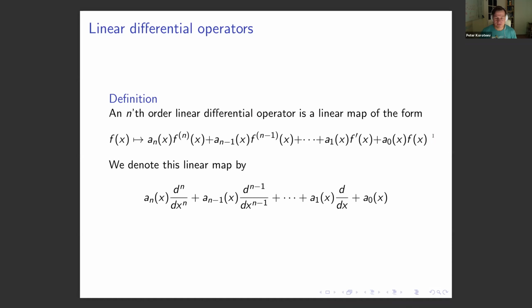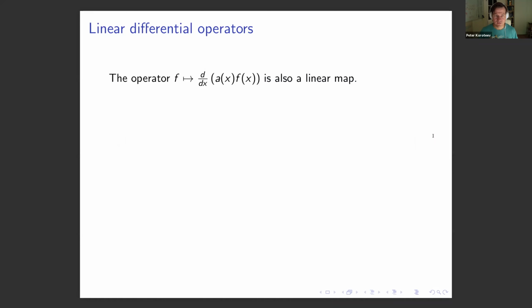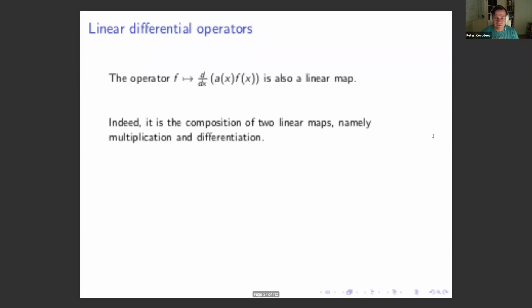And this linear map can be denoted with the help of this differential operator of degree n. Now, notice that the operator f goes to d over dx of a of x times f of x is also a linear map, using the Leibniz rule, using the formula from calculus. And in fact, it's a composition of two maps, right? So you don't even have to calculate. One is the multiplication and another one is the differentiation. And we know that the composition of linear maps is a linear map.